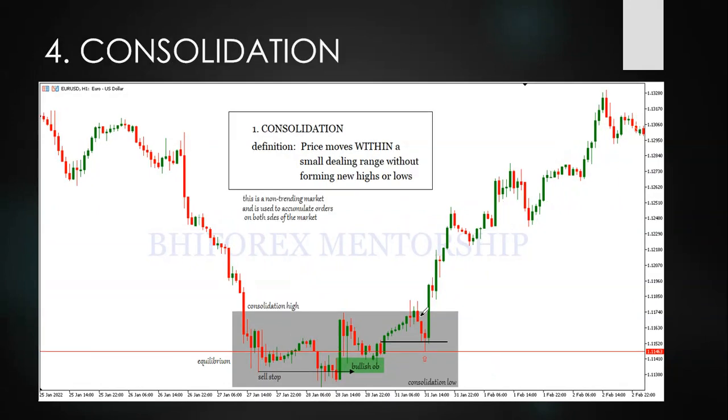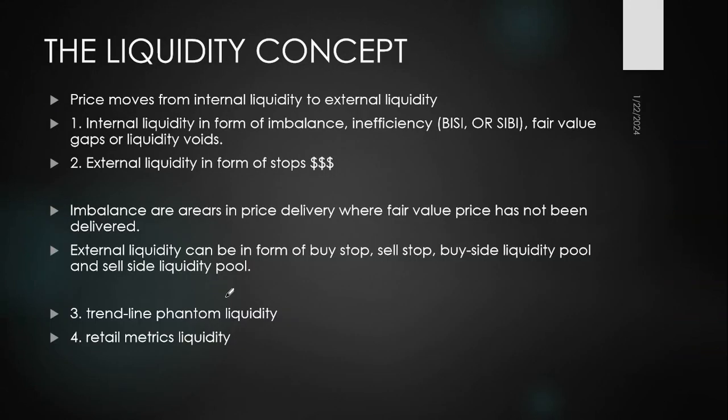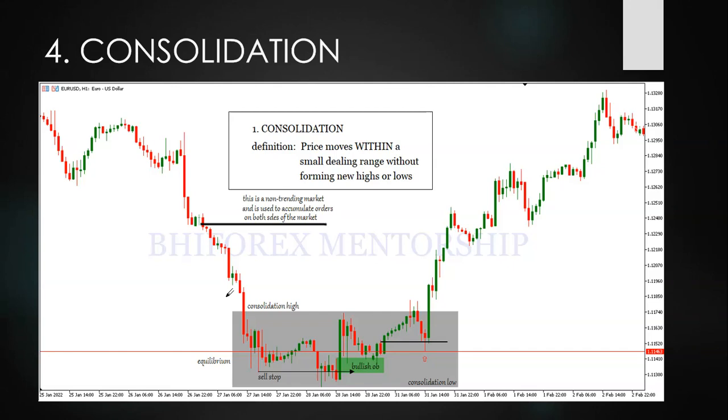So lastly, number four, we have consolidation. Consolidation, I've already explained, is when price moves within a small range without forming new highs or new lows. This is a non-trending market. I've explained this, and it's used to accumulate orders on both sides of the market. As time goes on, you also understand better what it means when price accumulates orders on both sides. All right, so this is going to be our teaching on the four elements of a trade setup.